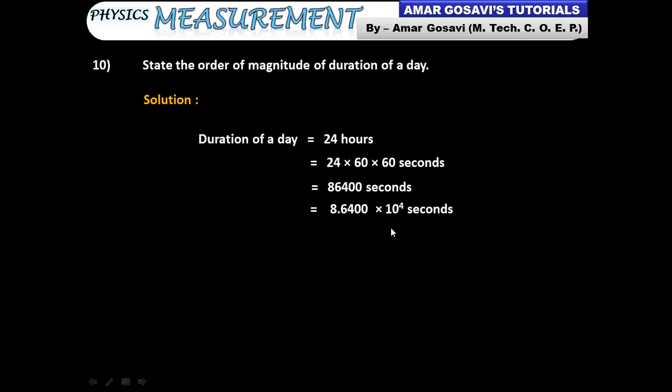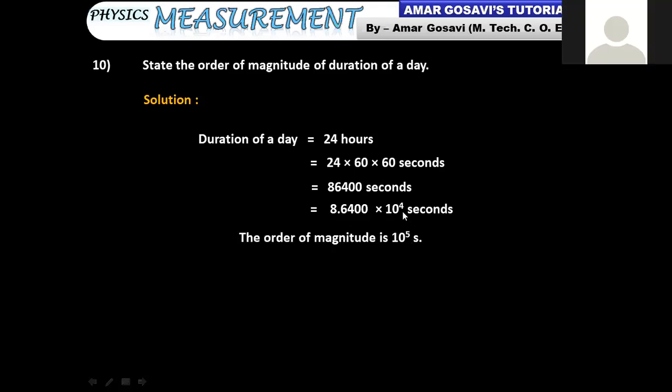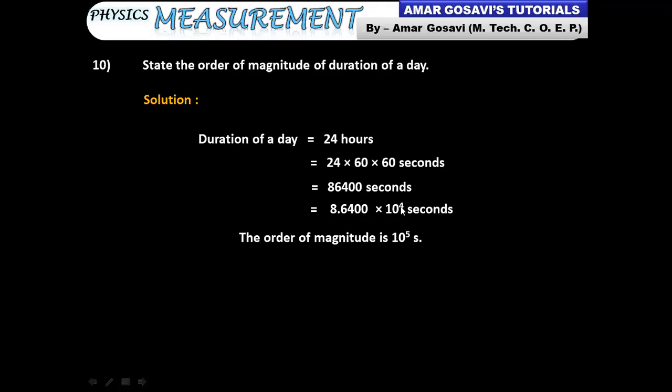Exactly. So what will be the order? Exactly. The order will be 10 raised to 5 because you have to add 1 to 4. 4 plus 1 will become 5. This is the order of the magnitude of the duration of day.